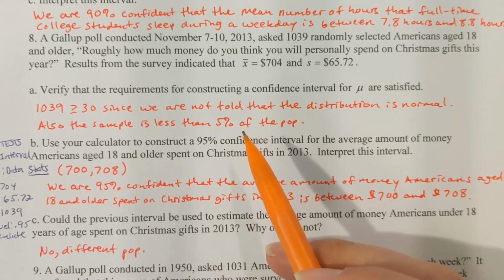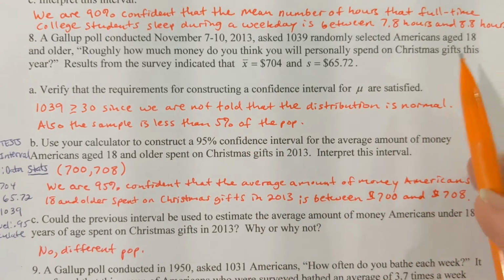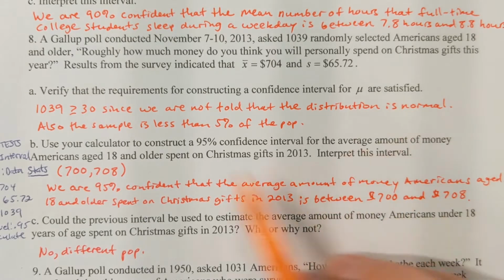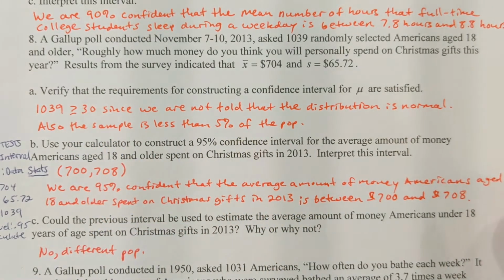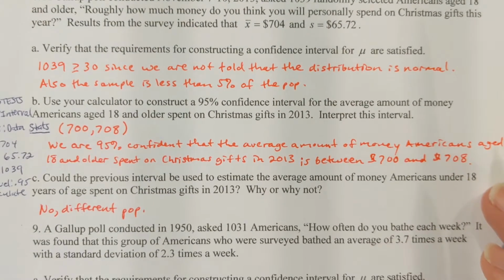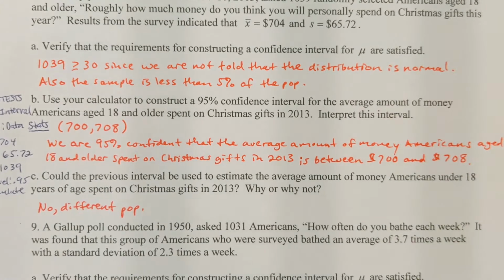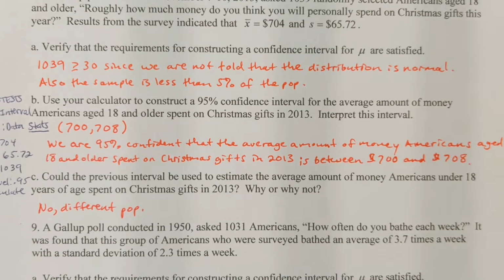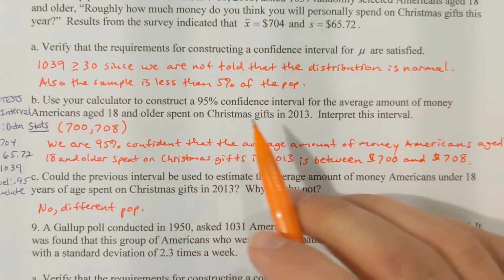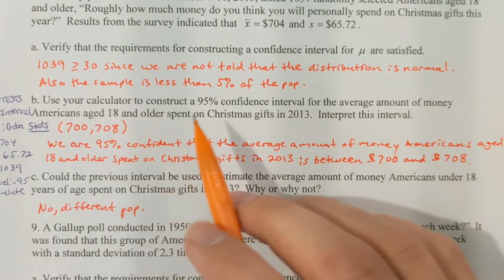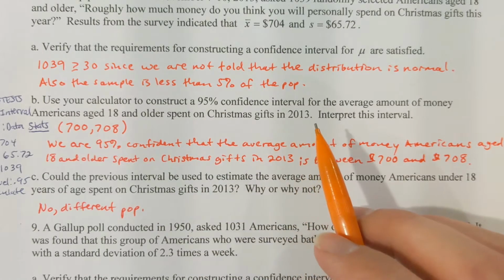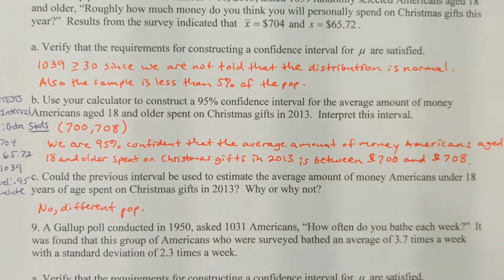Okay, so condition 1 is satisfied, though, regardless, and also the sample is less than 5% of the population. The population would be all Americans age 18 and older. There are millions and millions in that population. 1,039 is quite a bit less than 5% of millions and millions. So the two conditions are satisfied, and we're able to build the interval now. We're going to use our calculator to construct a 95% confidence interval for the average amount of money that Americans age 18 and older spent on Christmas gifts in 2013, and then we'll give an interpretation of that.